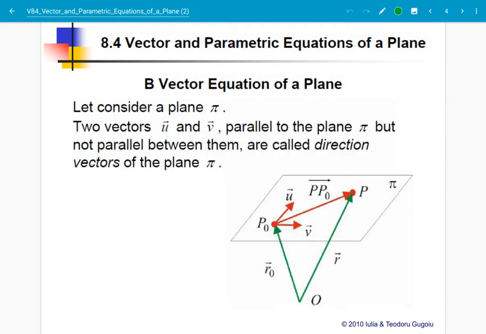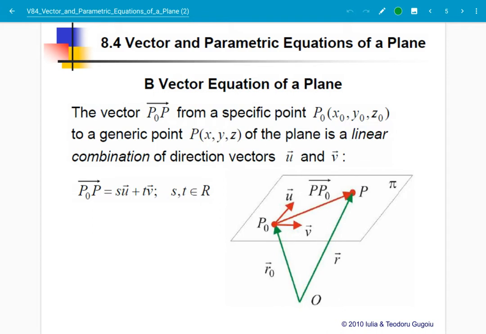Now, the vector equation of a plane is very similar to the equation of a line with one added thing. You still have R naught, which takes you from the origin to the plane. So P naught is on the plane, and R naught takes you from the origin to the plane. And then to get any other point on the plane, one vector is insufficient. You have to have a second vector, we usually call it V, that is not collinear to U, so that some combination of U and V can take you from P naught to P. So that's the vector equation of a plane.